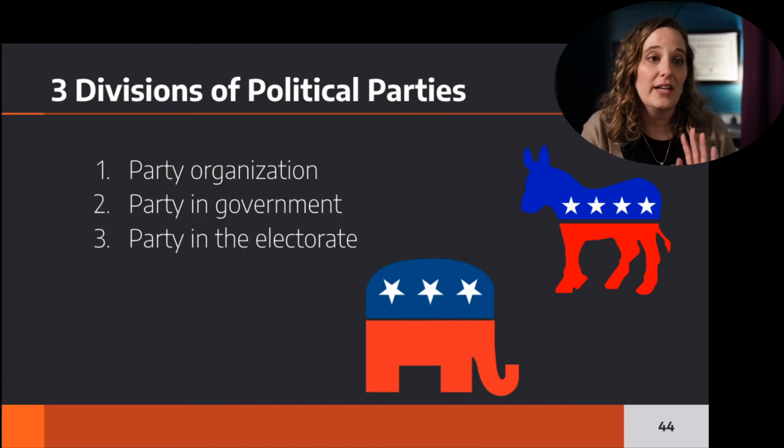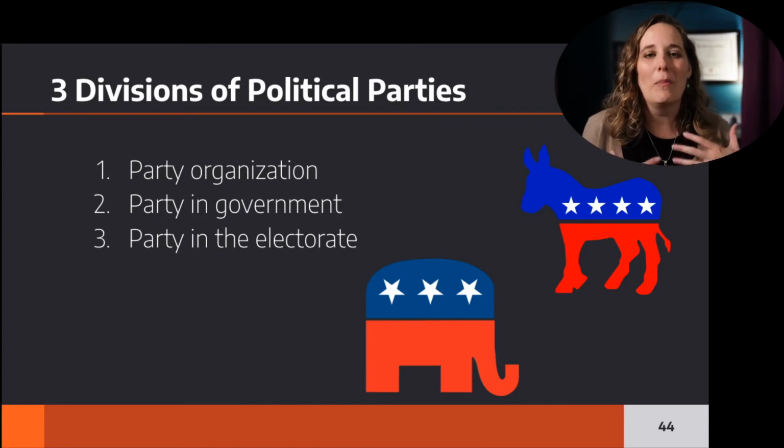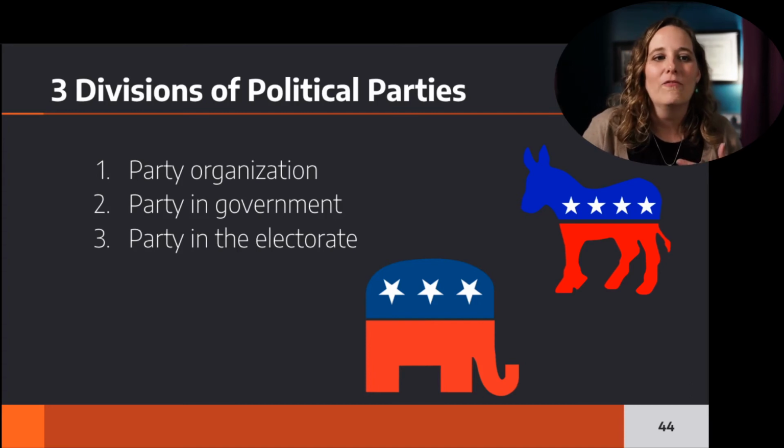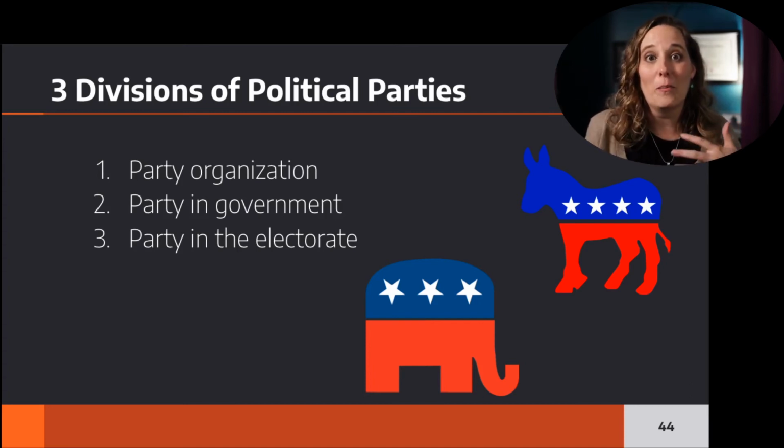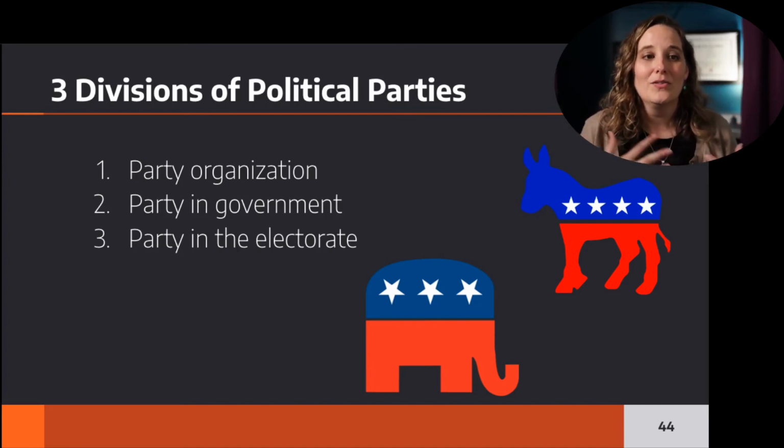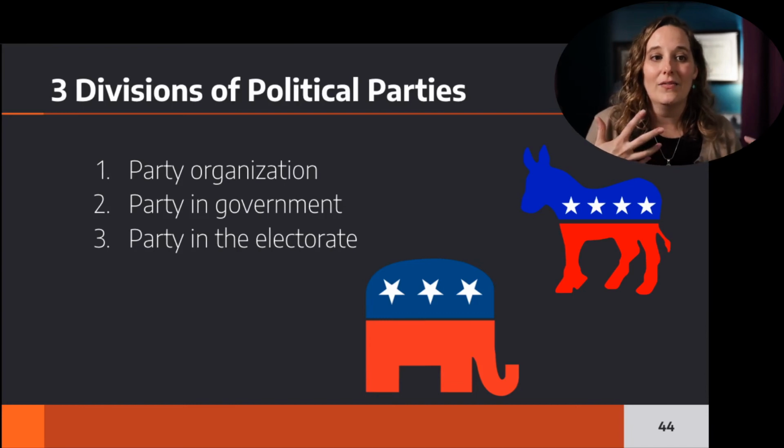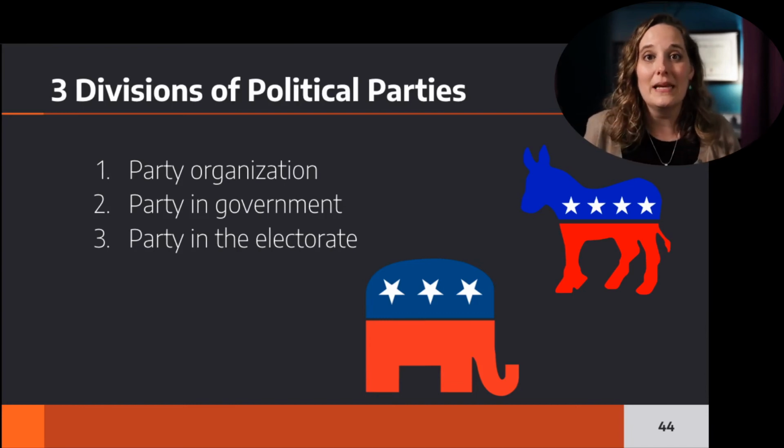The next division is the party in government. These are the politicians that you actually vote for. Their role is voting on legislation that fulfills the party platform goals. So they're always trying to be electable candidates, and they are elected by the people.